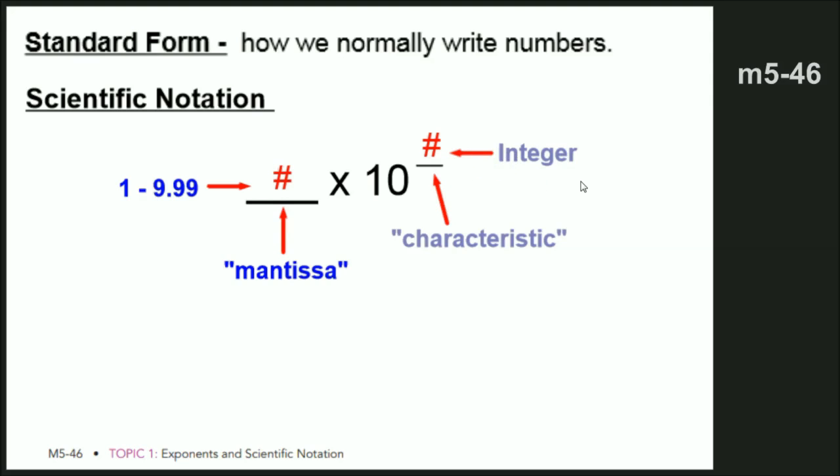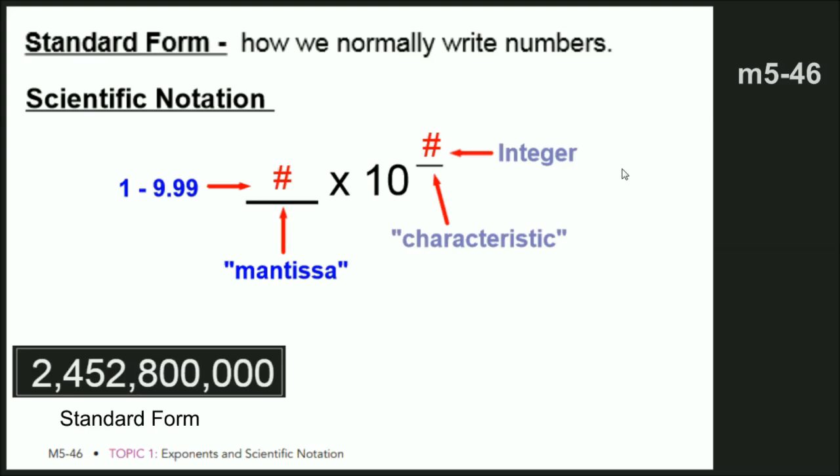Okay, so let's think about the process of this. I want you to write this down. We started off, if you remember on the other page, with this number in standard form. So go ahead and write this down below. We started with 2,452,800,000. This is in standard form, as I said a minute ago.